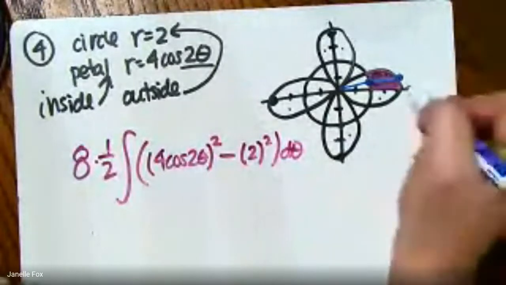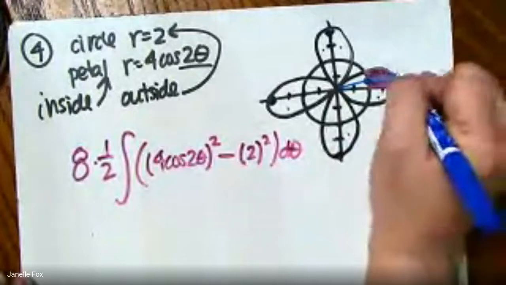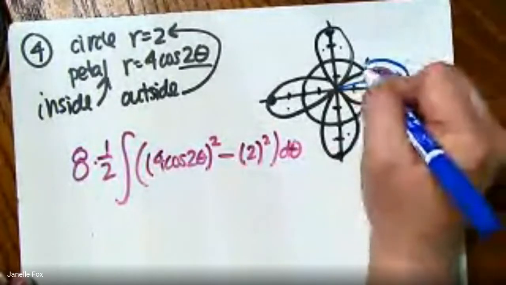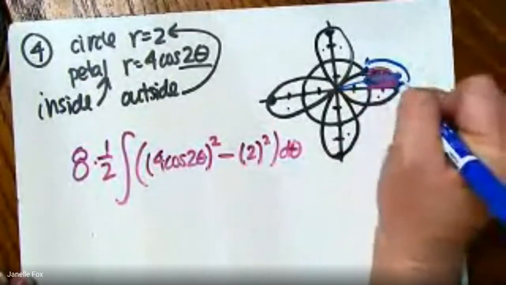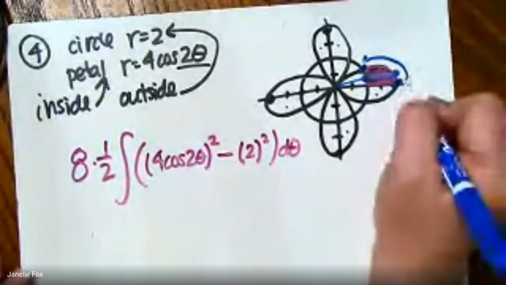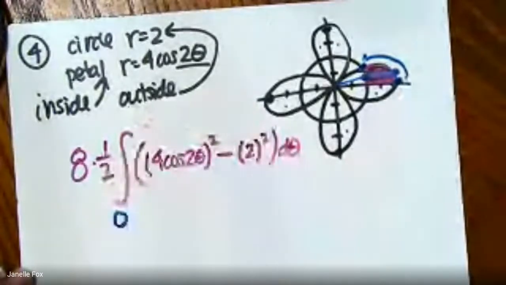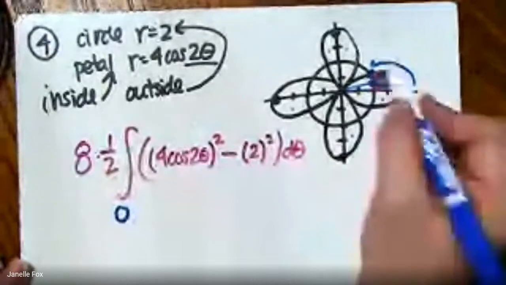So I'm thinking that we're going to go from here all the way to here. So we need to figure out what this angle is and what this one is. Well, I'm pretty sure that this one right here is going to be 0, okay? So that's our first limit of integration. It's going to be 0. But where is the other one?